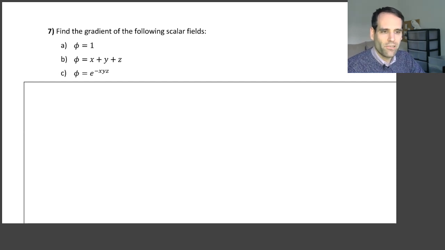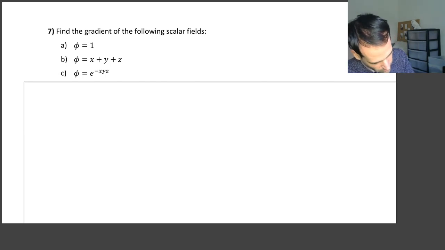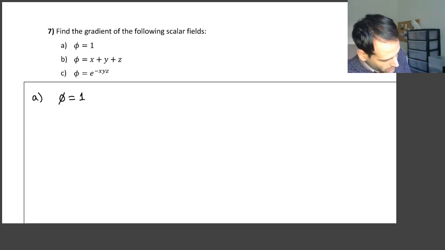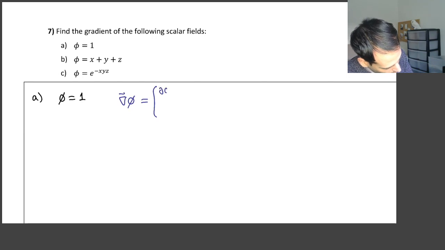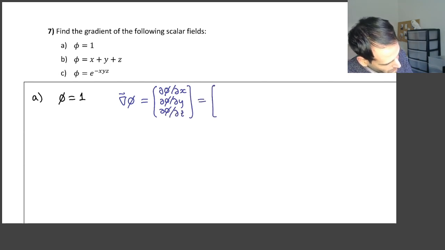Let's look at some examples. Find the gradient of the following scalar fields. So A, the scalar field phi equals 1. This is a constant field, and therefore the gradient of phi is the partial derivative of phi with respect to x, partial of phi with respect to y, and partial of phi with respect to z. So the answer is obviously the vector 0, 0, 0.